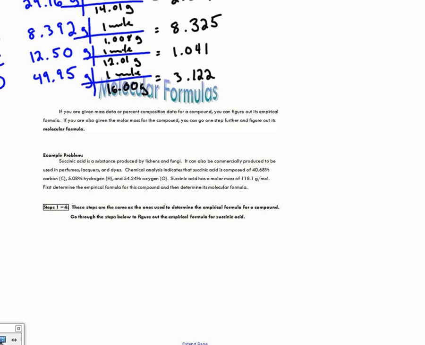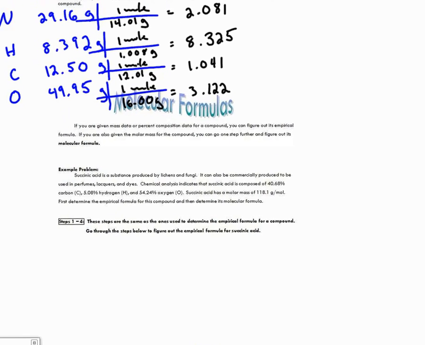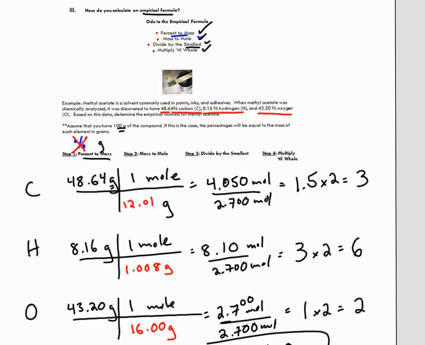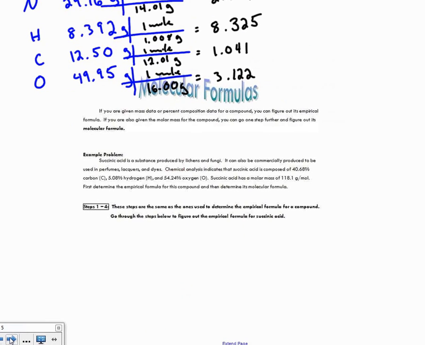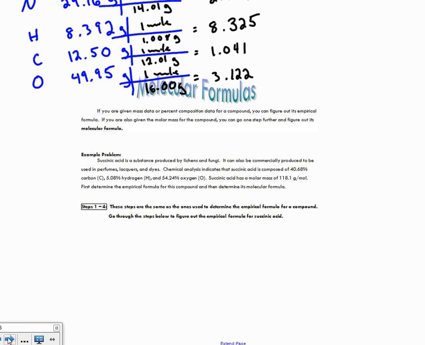Okay, so let's go back to our steps. We did percent to mass, mass to mole, divide by the smallest. The smallest is 1.041, so that's what I'm going to divide each by. Divided by 1.041, divided by 1.041. Gosh, I did not leave much space for this problem. I apologize. Okay, so now let's crunch some numbers. And once we get to this step, things should start to look a little cleaner.